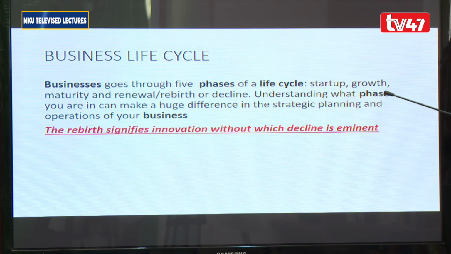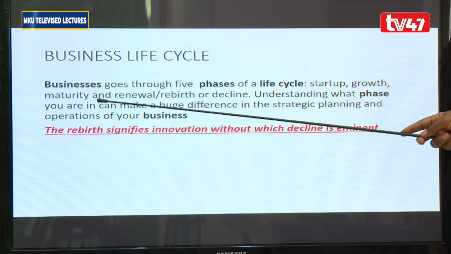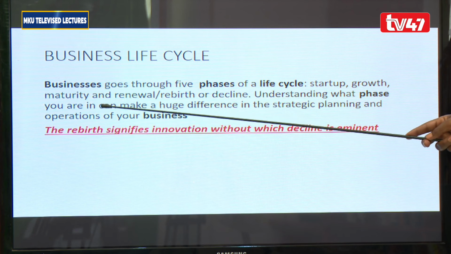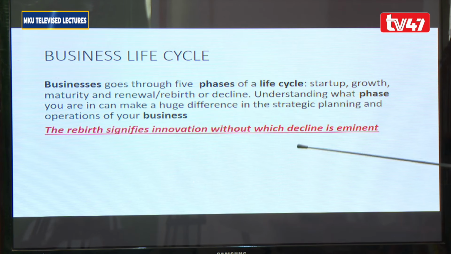It will start growing. It will mature. At that maturity, if you do not set a new cycle through innovation, which we are calling a rebirth, then you face imminent decline. You need to understand your business, therefore. You need to know at what point am I? Have I reached that maturity that I have to really now innovate?